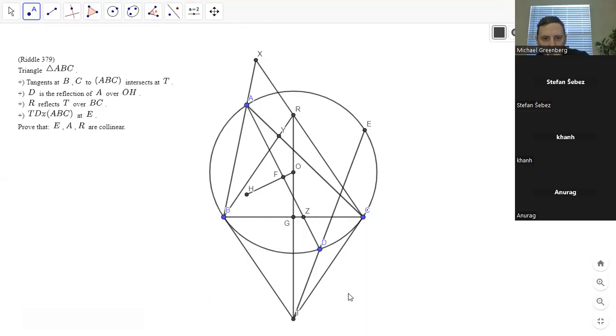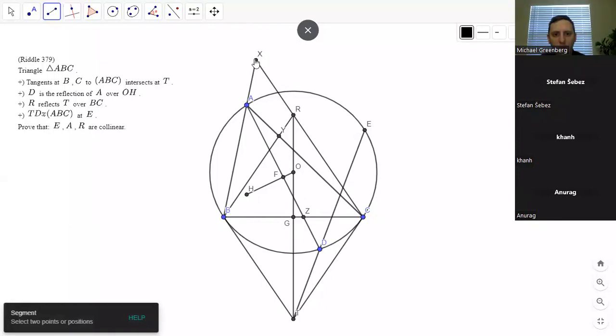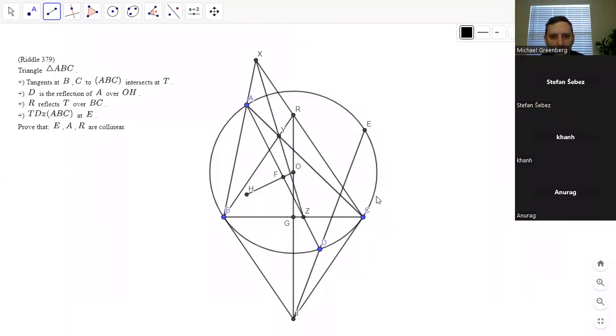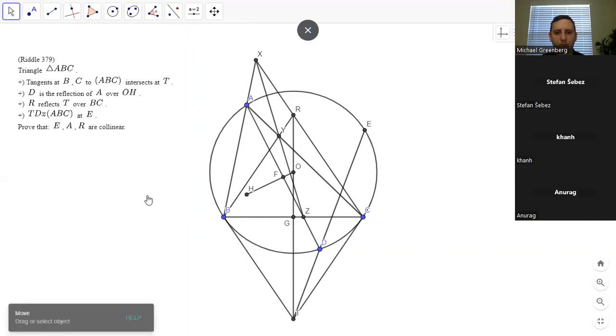And is that because after we project through A, or let me think about that. Okay. Yeah, projecting through A, if we have X, Y, Z collinear, then we will have E, A, and R collinear. Okay. So to prove that, we're going to redefine Z as the intersection of XY and BC, then we're going to prove that AZ is perpendicular to OH. Okay. And this is a lemma that I have done before, and we're going to use the inversion through the circle with diameter BC to prove this.